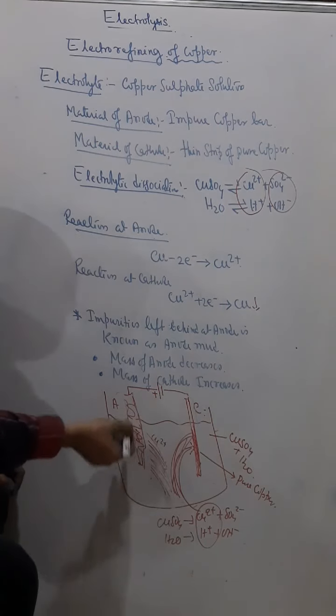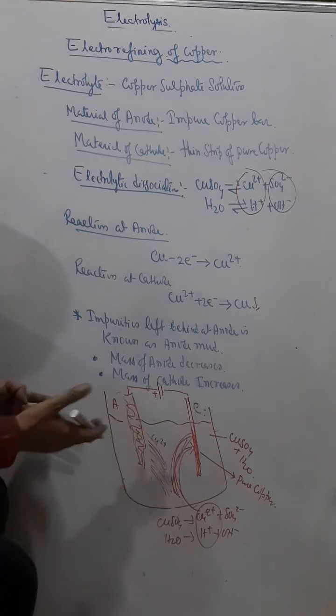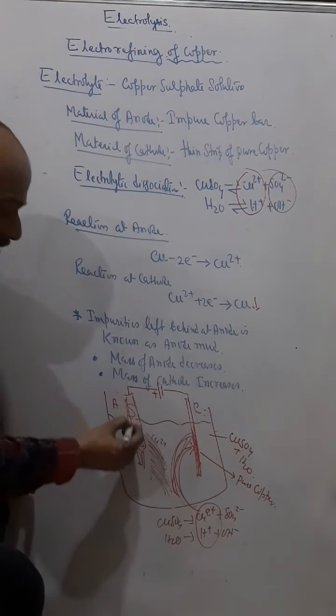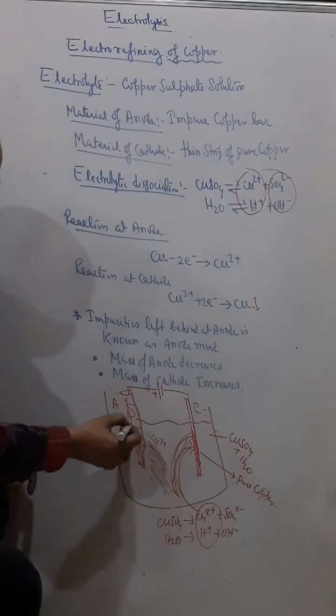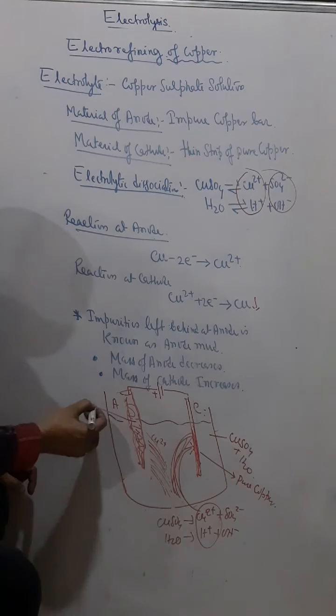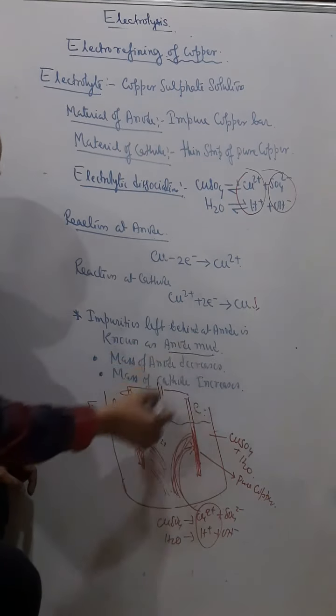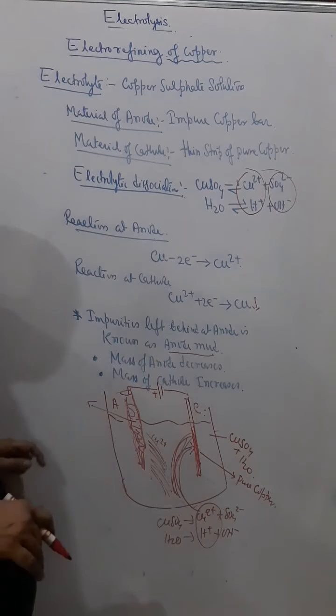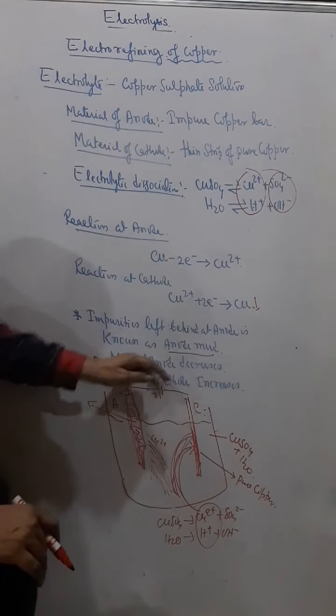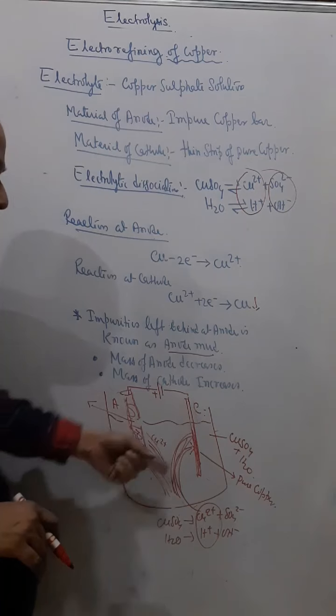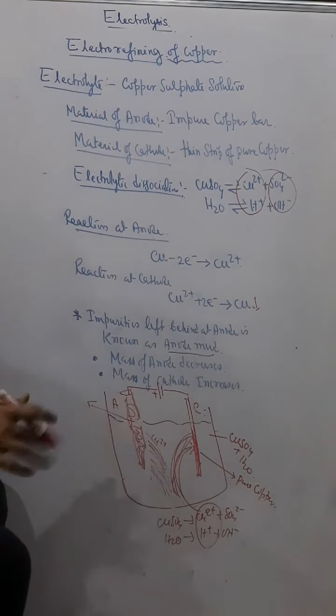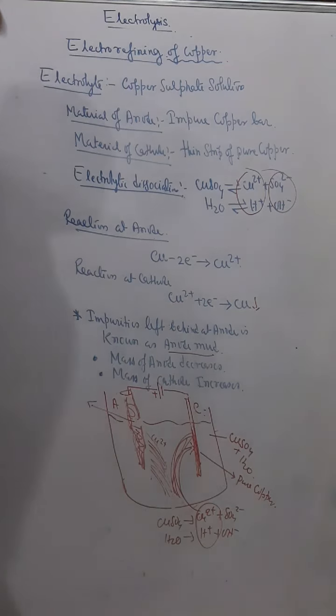Impurities of other metals, or all earthly impurities that are present, will be left behind, and these impurities left behind we call anode mud. Okay, anode mud. And ultimately, you can understand also that mass of anode will decrease here, and mass of cathode will increase. So these are the observations. So this is the end of the electrolysis chapter. Okay, I hope you understood.